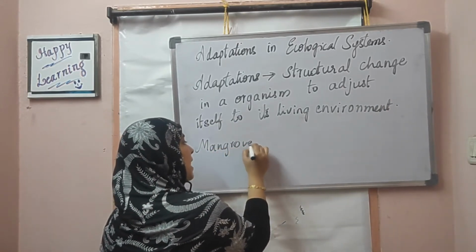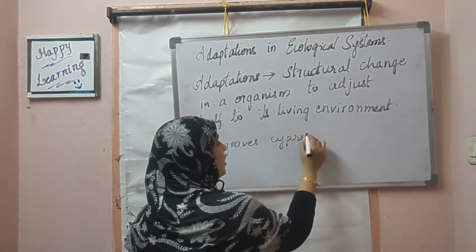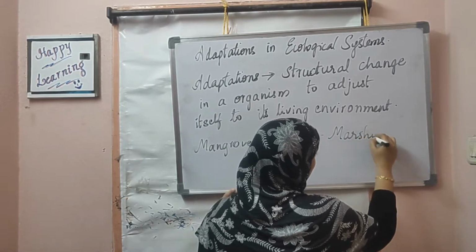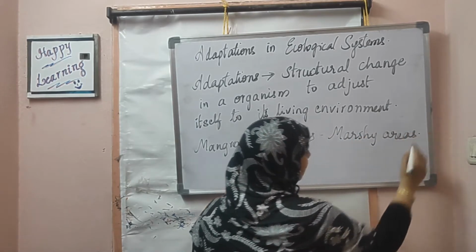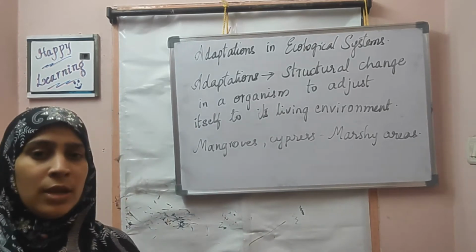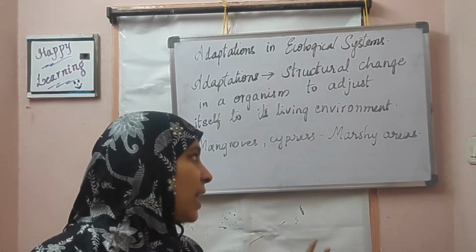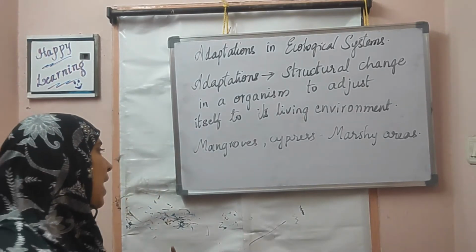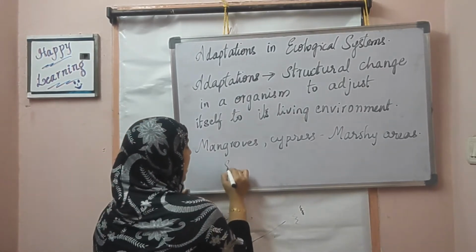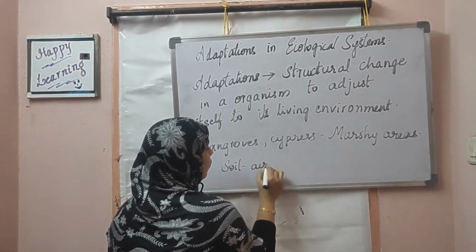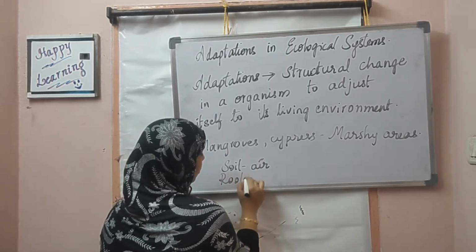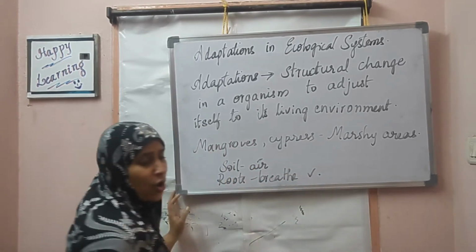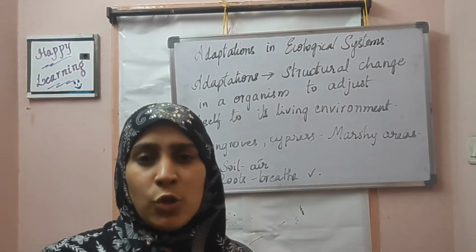Mangroves and cypress plants usually grow in marshy areas. What do you mean by marshy areas? Waterlogged areas. So these plants will not be able to get air to the roots. For the plant to grow well, soil should have air. Why? Roots breathe. If this root breathing is not possible, the plant will not be able to grow well.